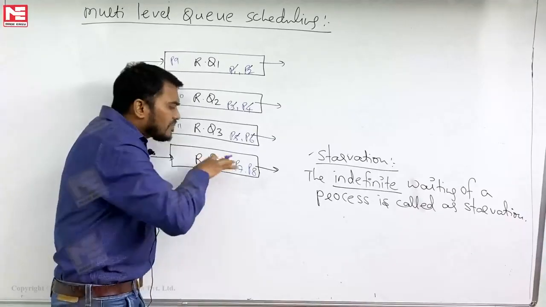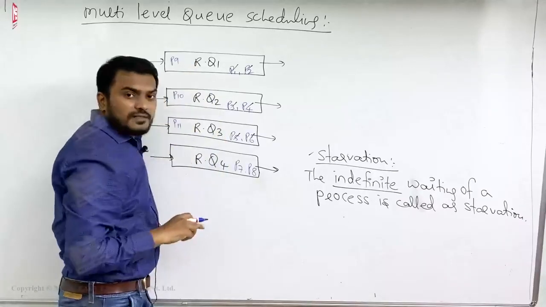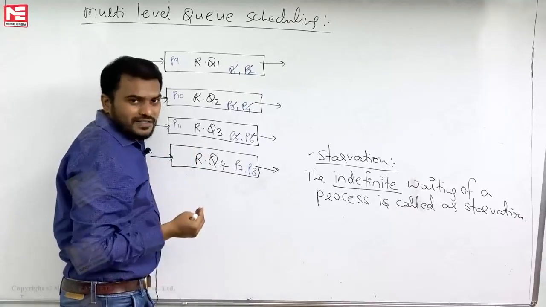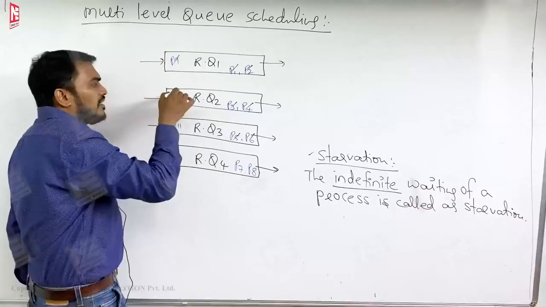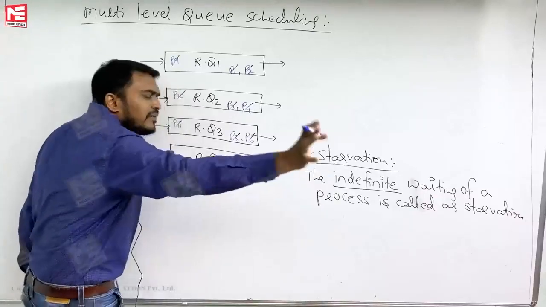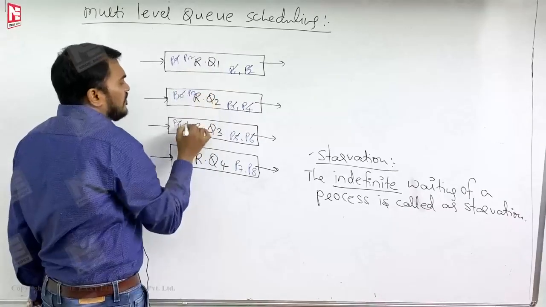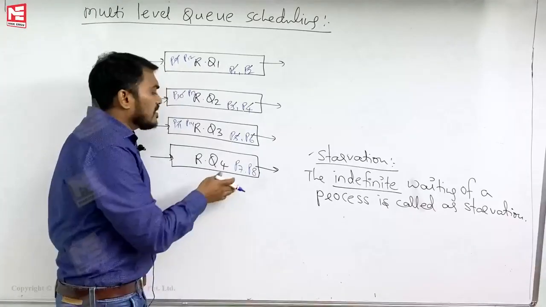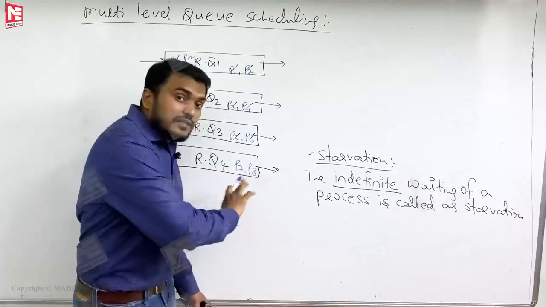Then what happens? These processes will be postponed and we are going to schedule the top level ready queue processes, because they have high priority. So next you schedule P9, then P10, then P11. Let us say you are again about to schedule P7 and P8, and again new processes come into the top level ready queue: P12, P13, P14. Then again these processes will be indefinitely postponed.